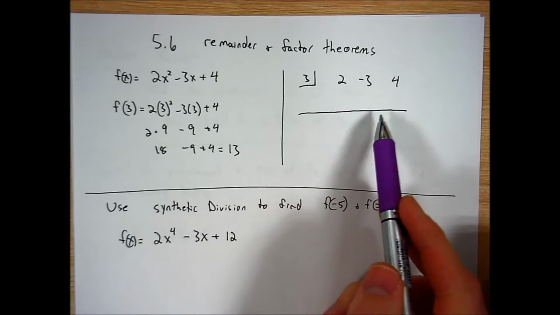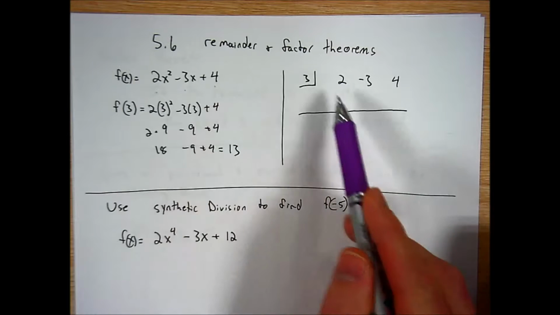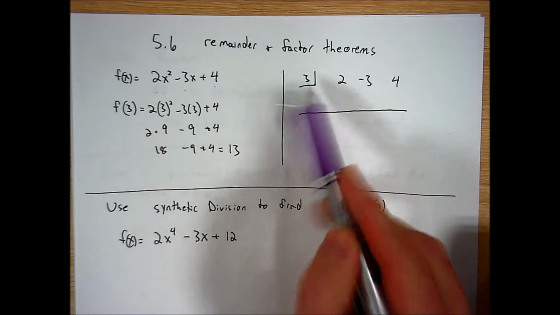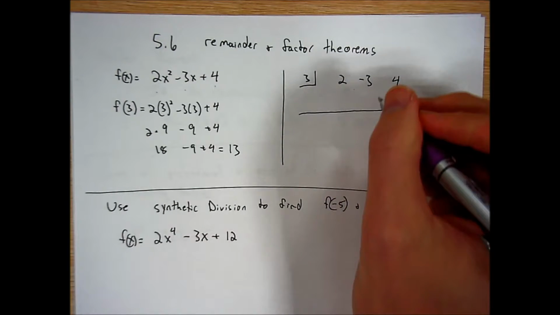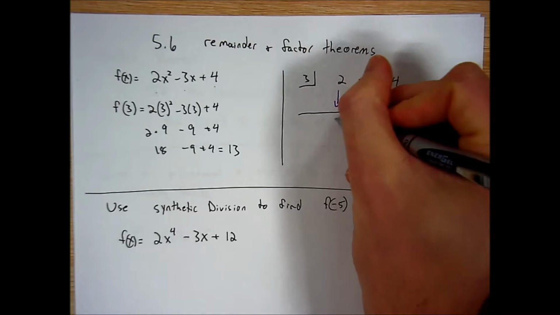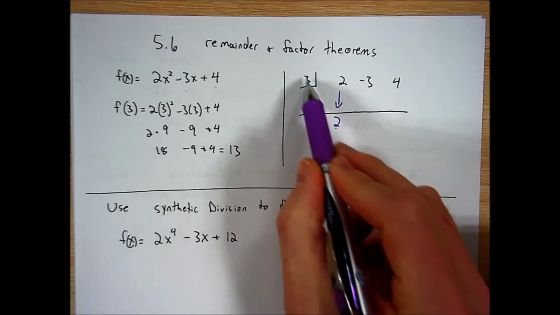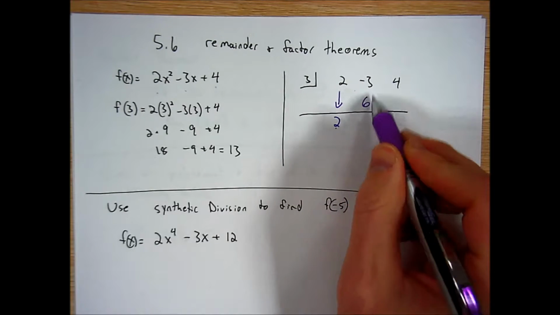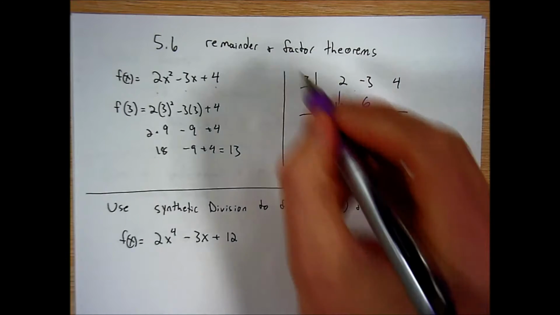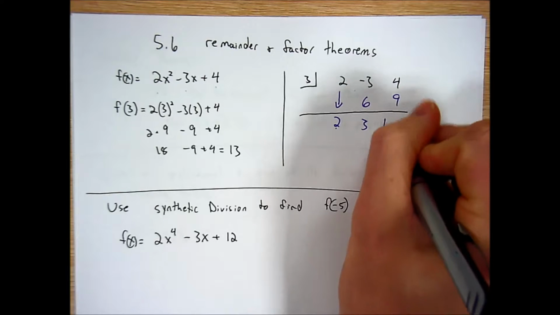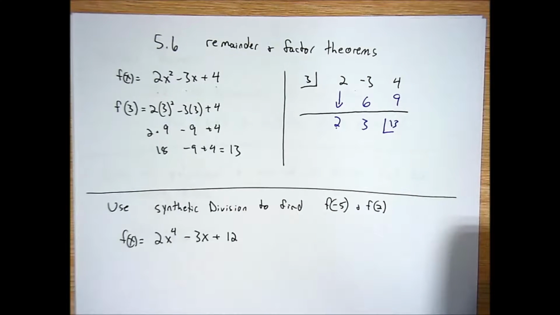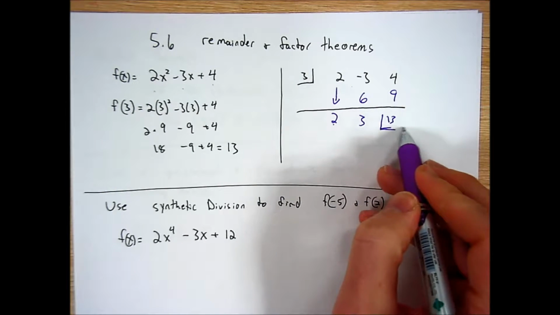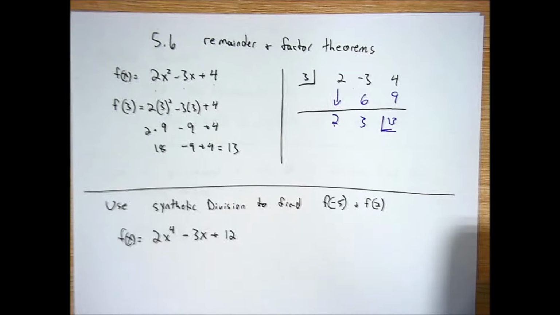So we're going to set up synthetic division with 2, negative 3, 4. Whatever I wanted to find, f of 3, I'm going to put 3 in the box up there in the top. Let's see what happens here. The first number, remember, drops straight down. 2 times 3 is 6. Add down, negative 3 plus 6 is 3, 3 times 3 is 9, and 4 plus 9 is going to be 13. The remainder is equal to what the function value was, and that's the remainder theorem.